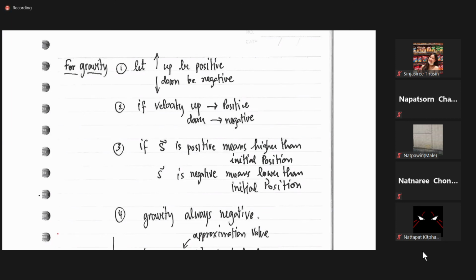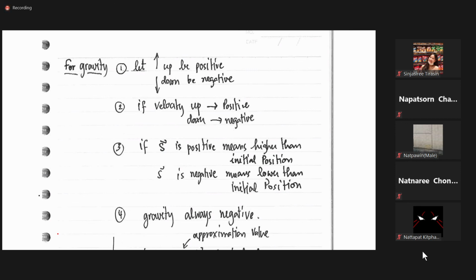Now, in order to work that problem out, we need to be careful about direction. So there are some suggestions here. When you're working the problem of gravity on an object moving along the vertical axis, let up be positive and down be negative. If the velocity is up, we say the velocity is positive, and if the velocity points downward, it is negative.